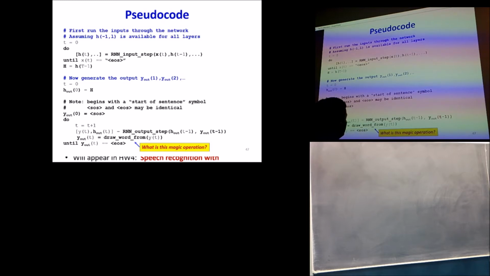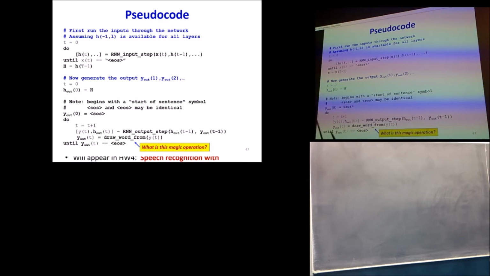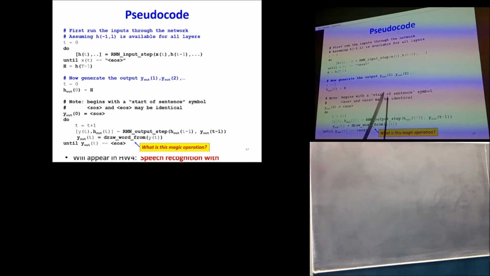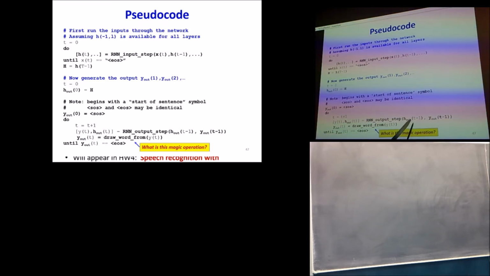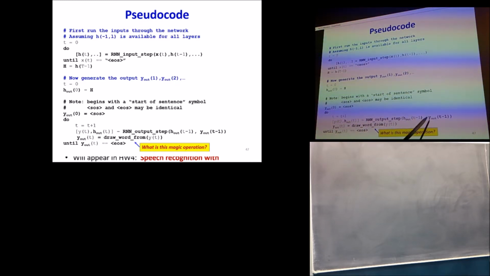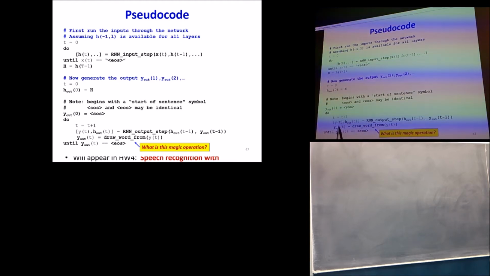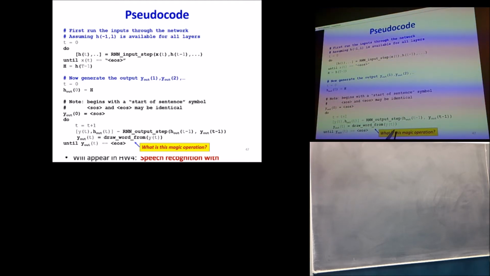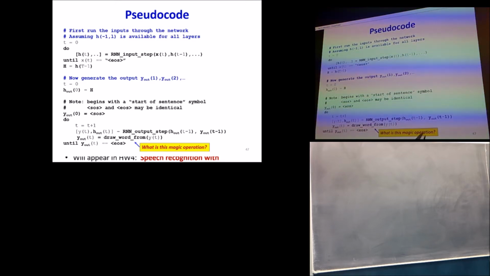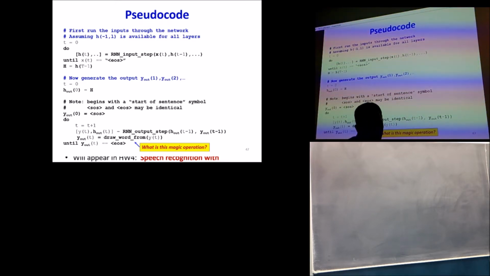So here is the pseudocode for it. Here is the portion which actually encodes the input. And then you have the standard recurrence, except at each time, the recurrent network actually produces a probability distribution, and the output is drawn from this probability distribution. What exactly is this magic drawing operation?